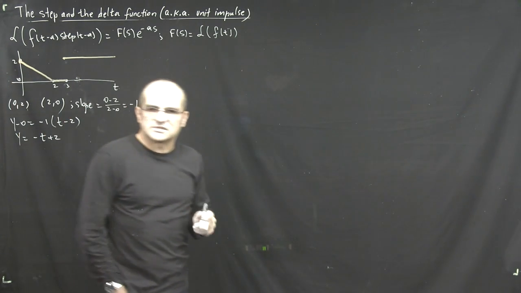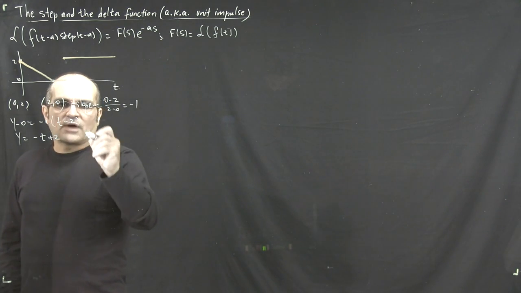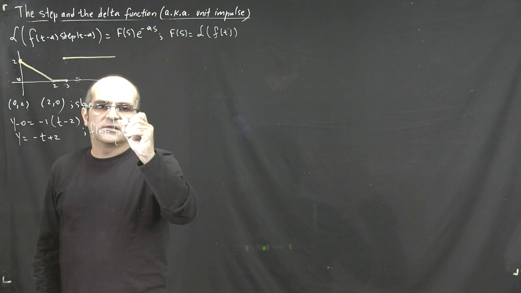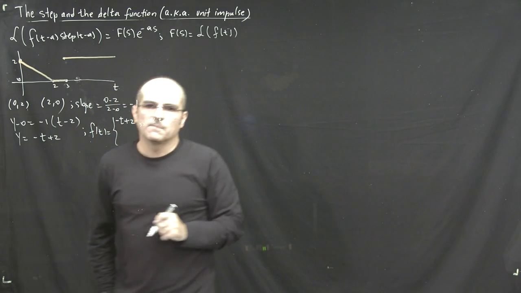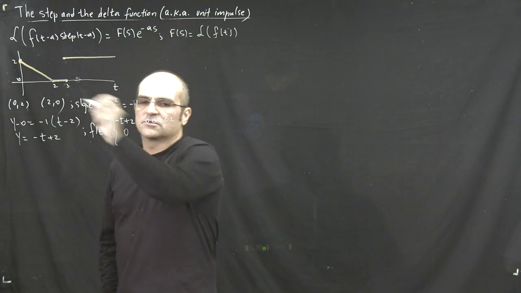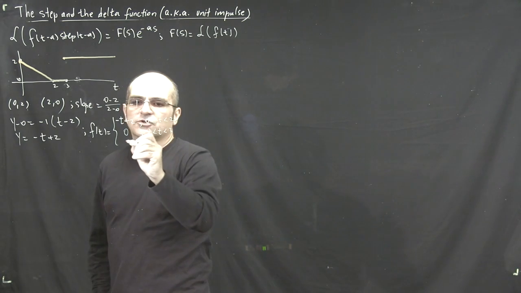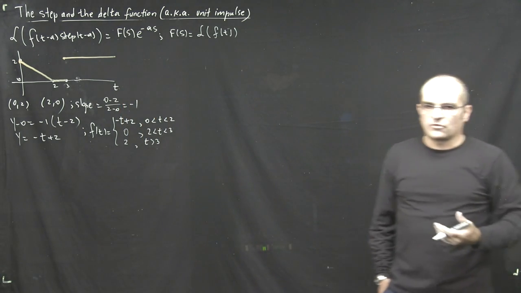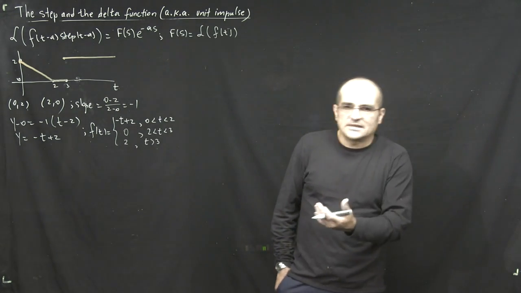So my function will be minus t plus 2 in the beginning, between 0 and 2. Then you can write your function as a piecewise defined function, which is minus t plus 2 when t is between 0 and 2. Then the function should be 0 between 2 and 3. And then the function is equal to 2, a constant, if t is greater than 3. So in some problems you have to do this extra step before you approach the problem with the step function. How do you write the whole thing via the step function?